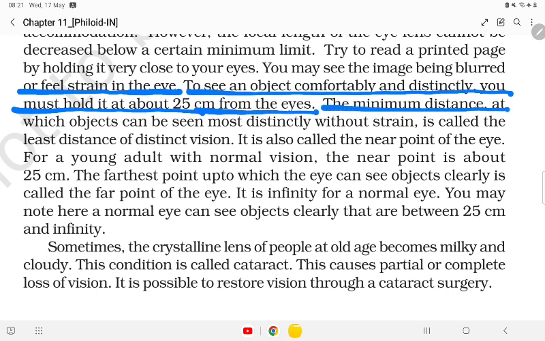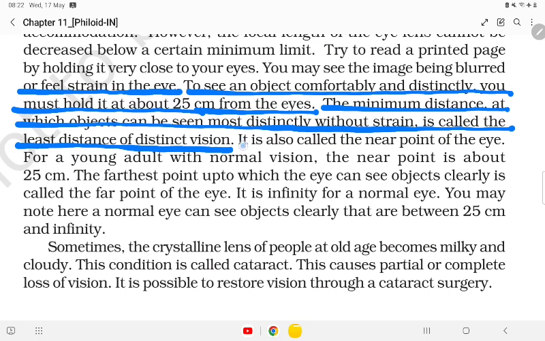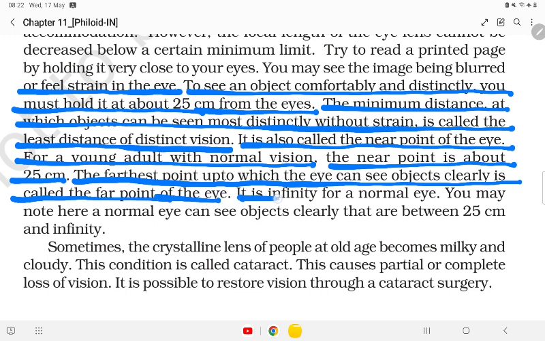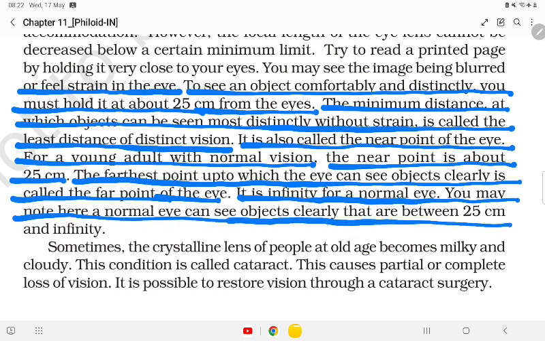The minimum distance at which an object can be seen most distinctly without strain is called the least distance of distinct vision. It is also called the near point of the eye. For a young adult with normal vision, the near point is about 25 cm. The farthest point up to which the eye can see objects clearly is called the far point of the eye. It is infinity for normal eyes. You may note that normal eyes can see objects clearly between 25 centimeters and infinity.